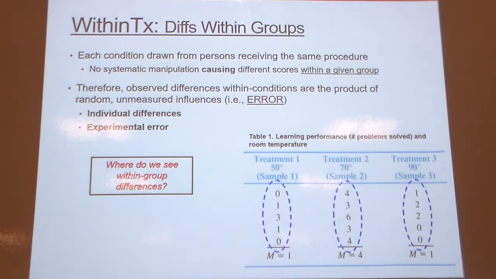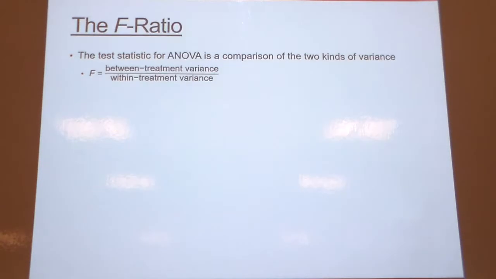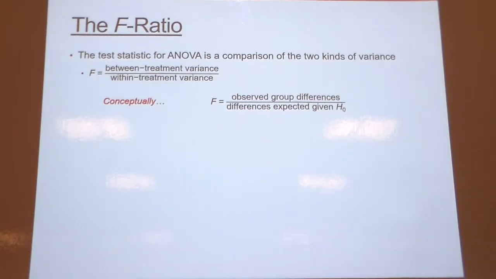And so we can have individual differences, experimental error, all sorts of different stuff that can start to drive this within group variability, right? And so what we've got with our F ratio when we're working with ANOVA is our between treatment variance over our within treatment variance, right? And we get this as our observed group differences over differences that we would expect given the null hypothesis, right?